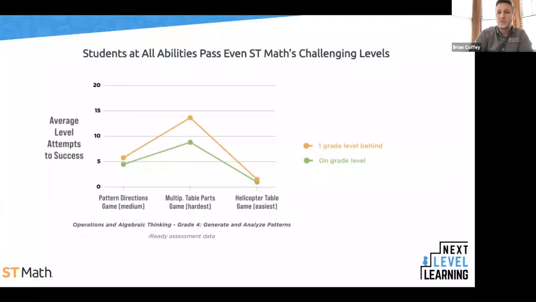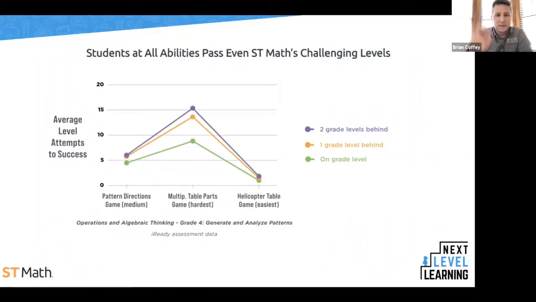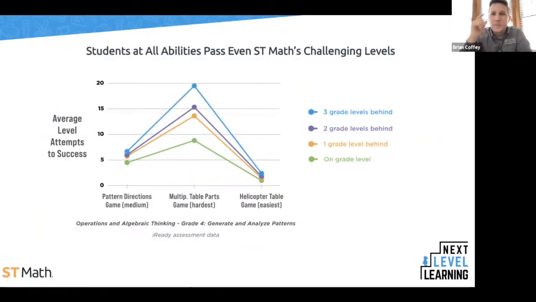What happens to the students who are 1 grade level back? It took them about 13, 14 tries to beat that hardest level in ST Math. How about 2 grade levels back? It took them about 2 more tries than the 1 grade level back, about 16 tries to get through. What about 3 grade levels behind, according to this progress monitoring tool? It took them under 20 tries, about 19, to get through this hardest challenge in 4th grade.